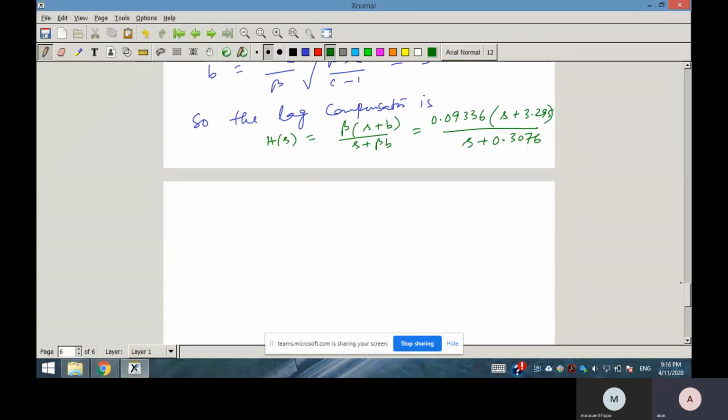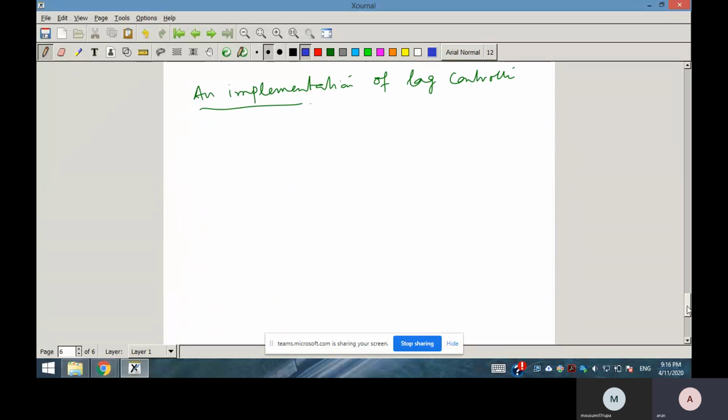So, an implementation of lag controller. We'll see that unlike the lead controller, here no amplifier is needed, no feedback amplifier. Here only a passive circuit will suffice.